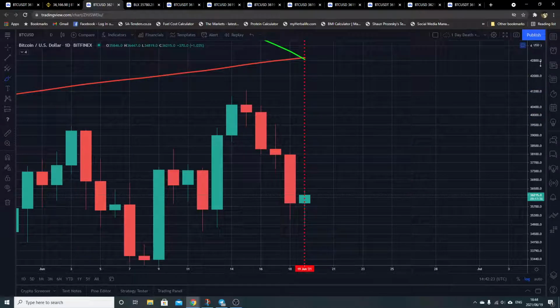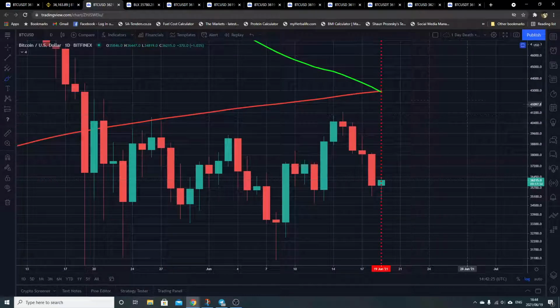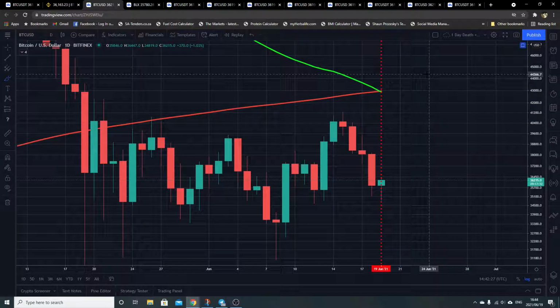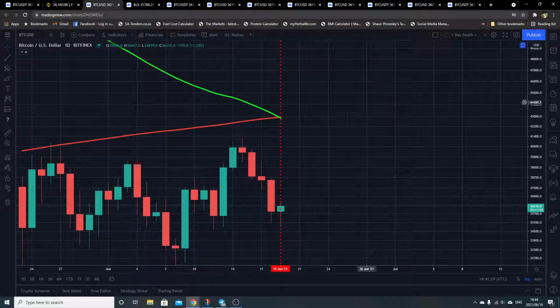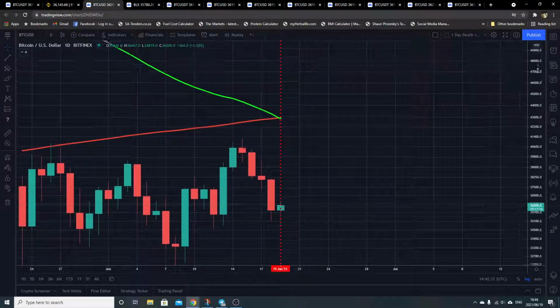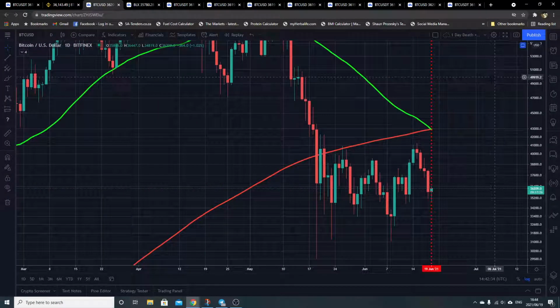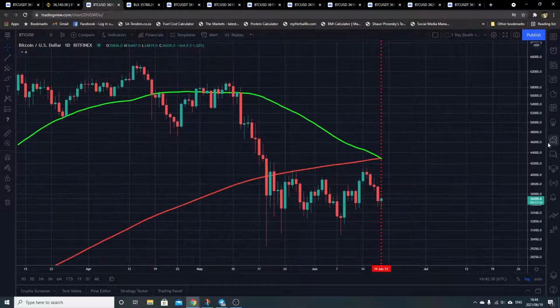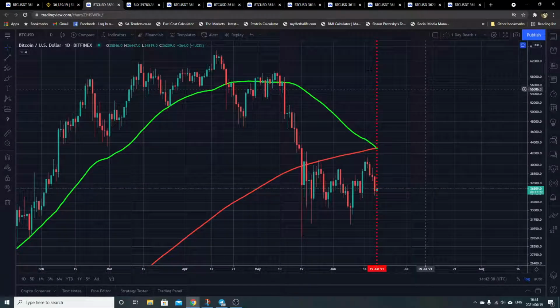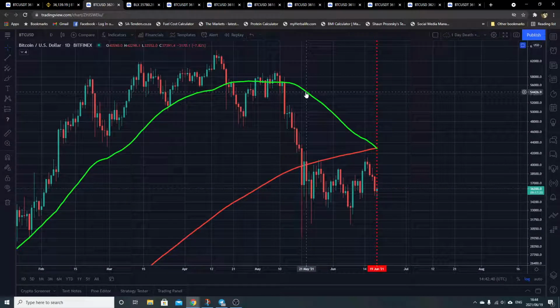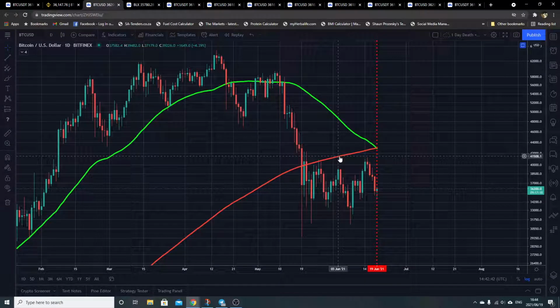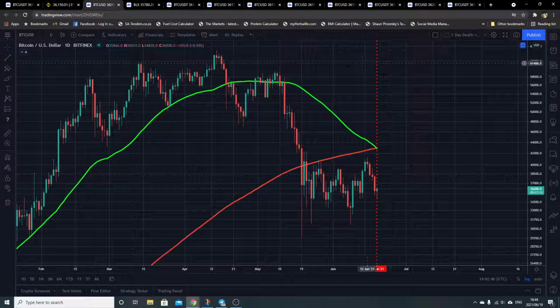Okay, so there we go, guys. That is the chart for the death cross, which has happened now. This is on the daily chart, on the Bitfinex chart, and that's the 50 moving average crossing over the 200 moving average.